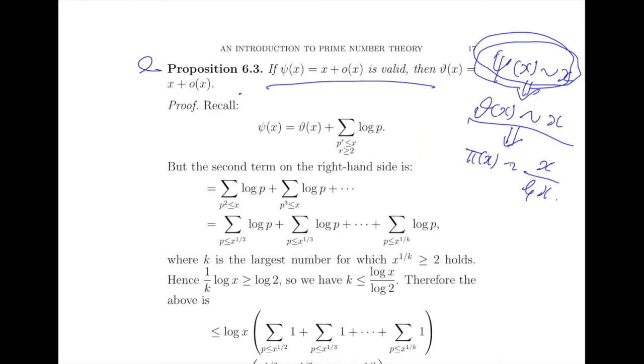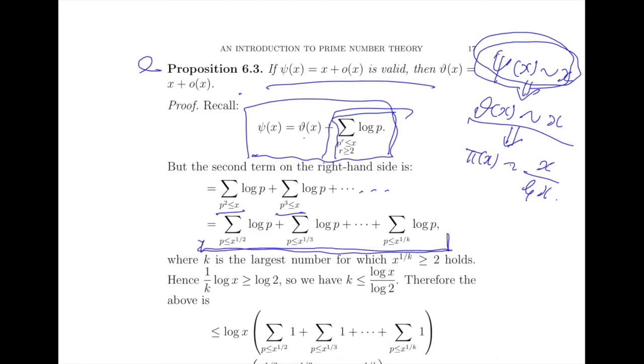So to prove this proposition, it is enough to record this relation. The difference of psi x and theta x is just this sum. Here, the power r is not less than 2. So therefore, we divide. This is p to the square. This is p to the cube, and etc., etc. So therefore, this part is written like this.